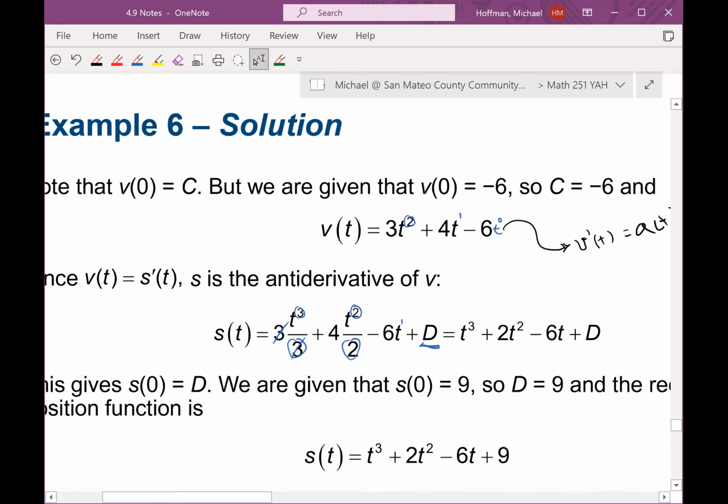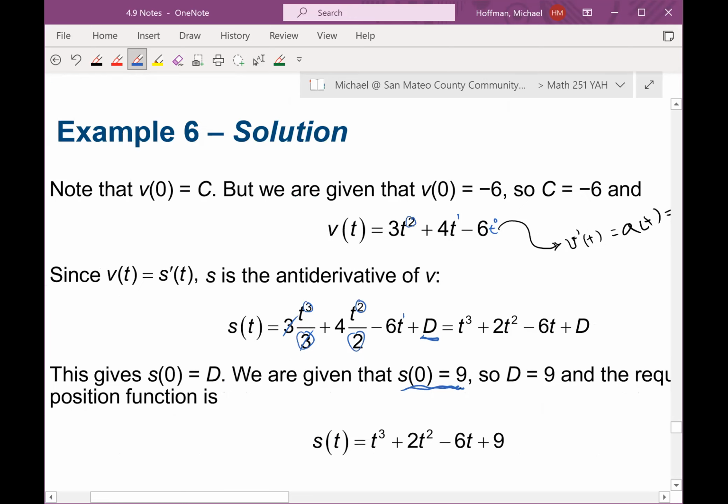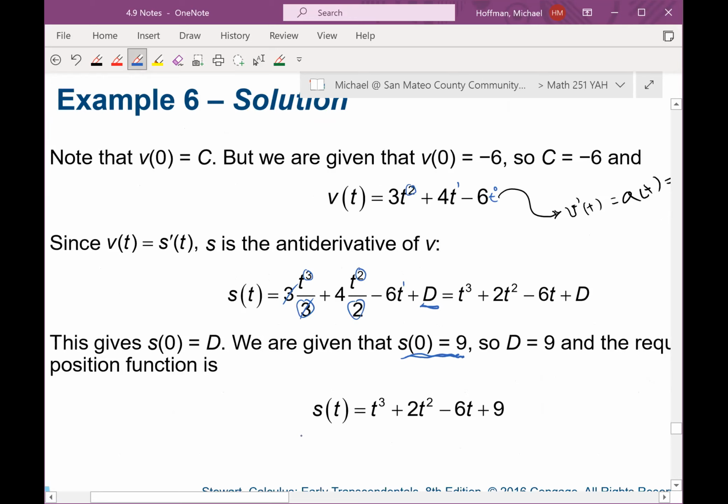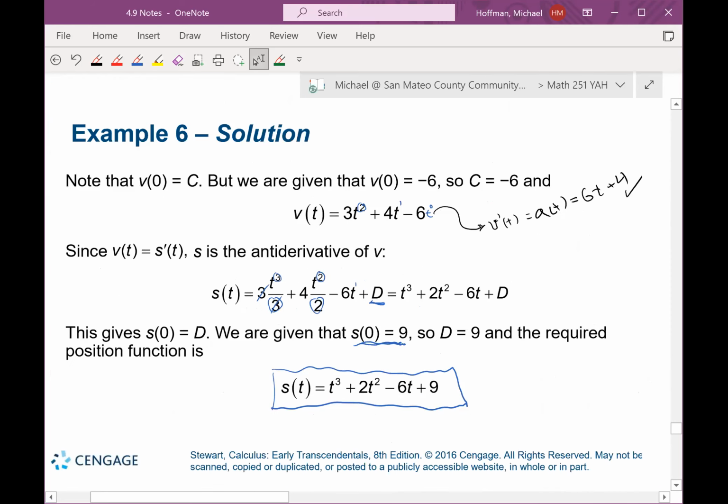By knowing the initial position and the initial velocity, I can find exactly the function governing the position of this particle just from its acceleration.